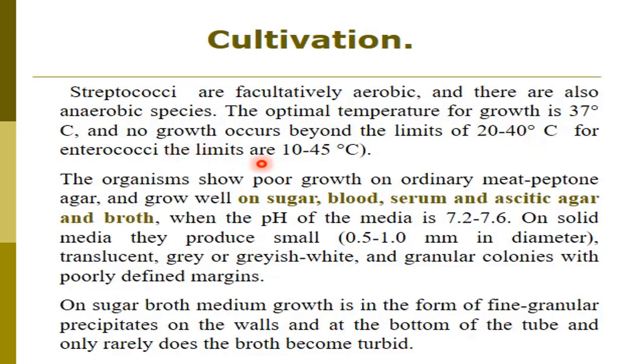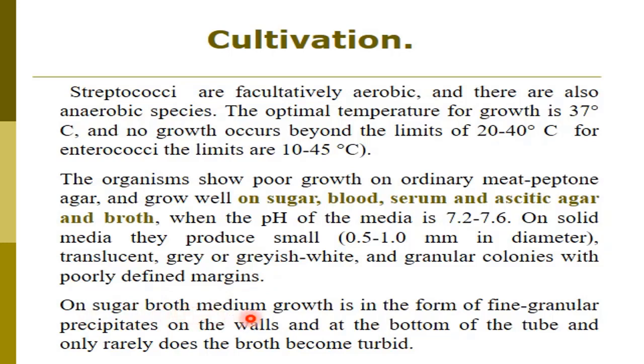For enterococci, the limits are 10 to 45 centigrade. The organisms show poor growth on ordinary meat peptone agar and grow well on sugar, blood, serum, and acetic agar and broth, when the pH of the media is 7.2 to 7.6. On solid media they produce small, translucent, grayish-white, granular colonies with poorly defined margins.